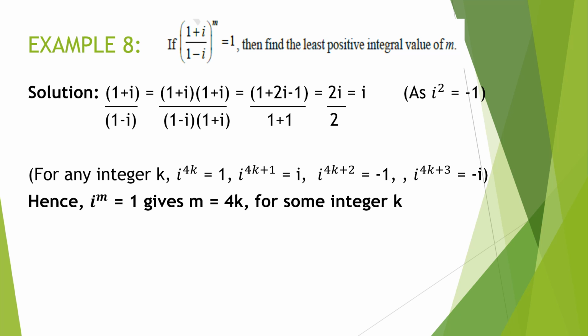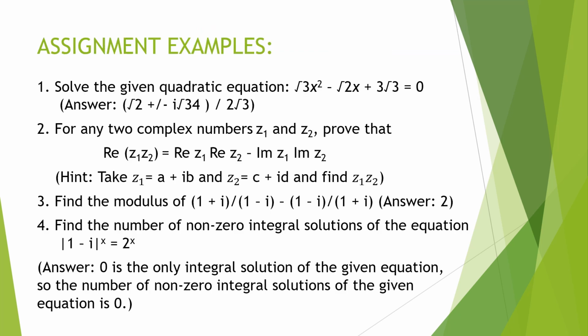Now some assignment examples, please solve them, and in case of any query, please write in the comment section. These examples are based on the type of examples which we have already discussed. So please solve them. First one, solve the given quadratic equation and the answer is root 2 plus or minus i into root 34 upon 2 upon root 3.